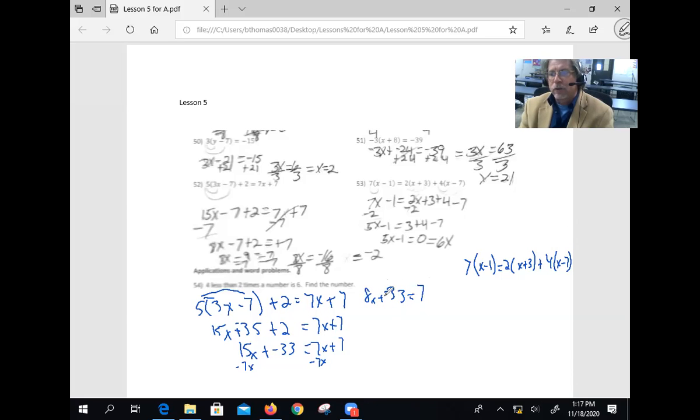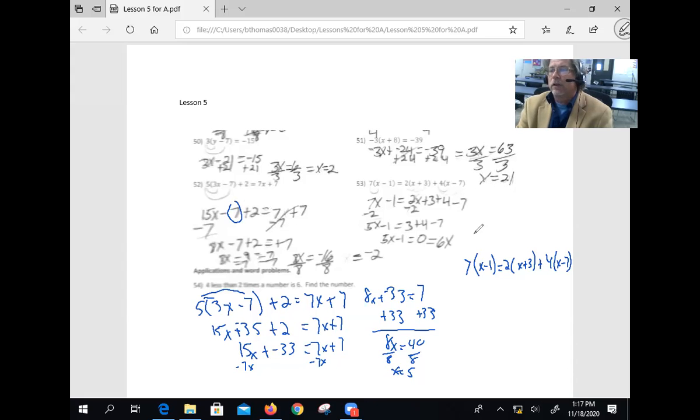And then to make this negative 33 disappear, you have to use a positive 33. So I have to add 33 to both sides. And therefore you have 8x equals 40. And then you divide both sides by 8, and then you'd have x equals 5. That would be the solution to that problem. So again, remember when you multiply through the parentheses, you have to multiply to both pieces, and for some reason you did not do that there. You still have a 7 present here. That should have turned into a 35.